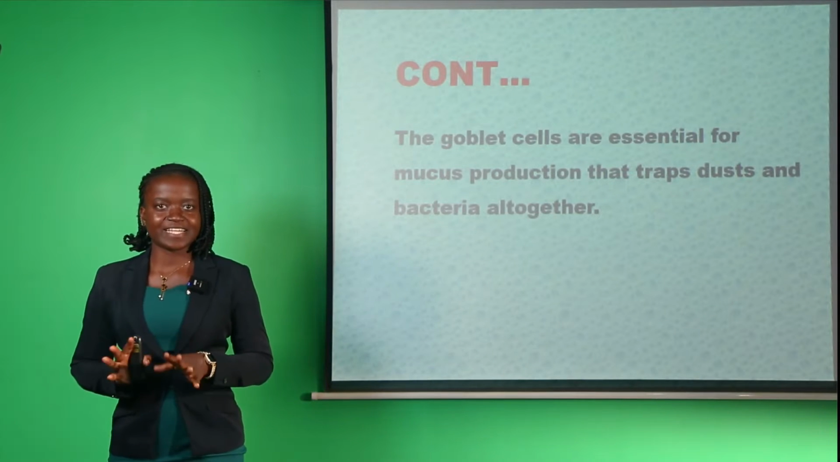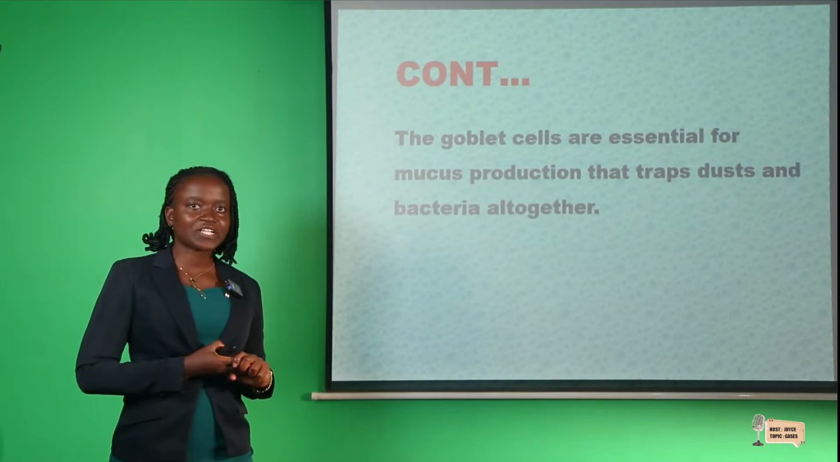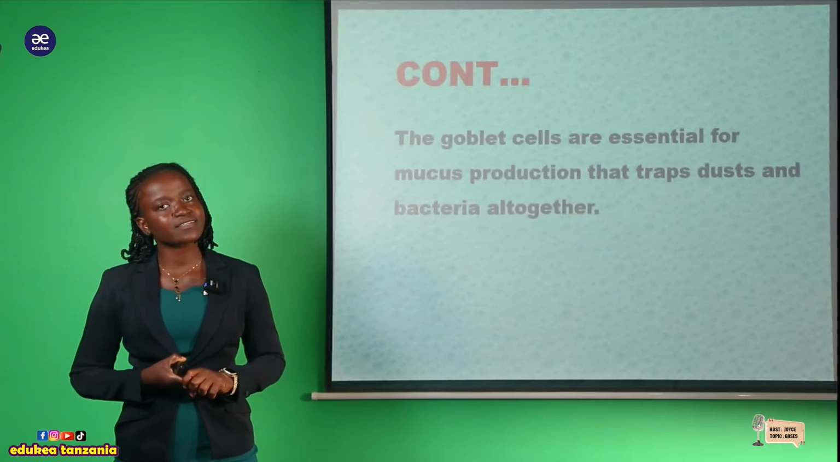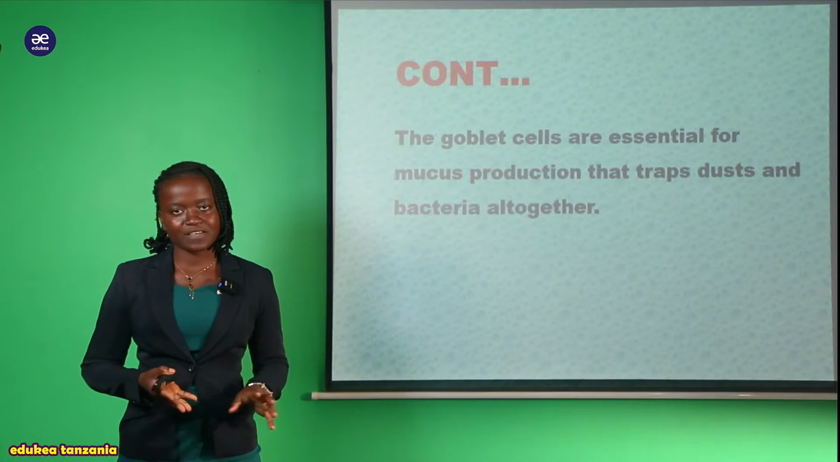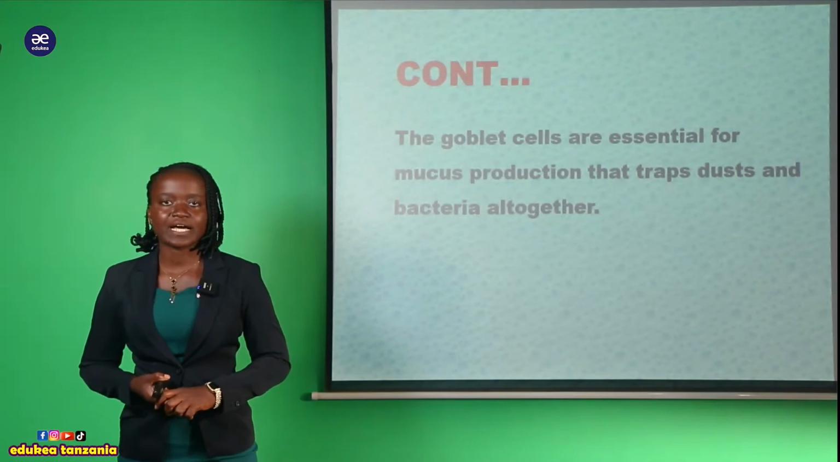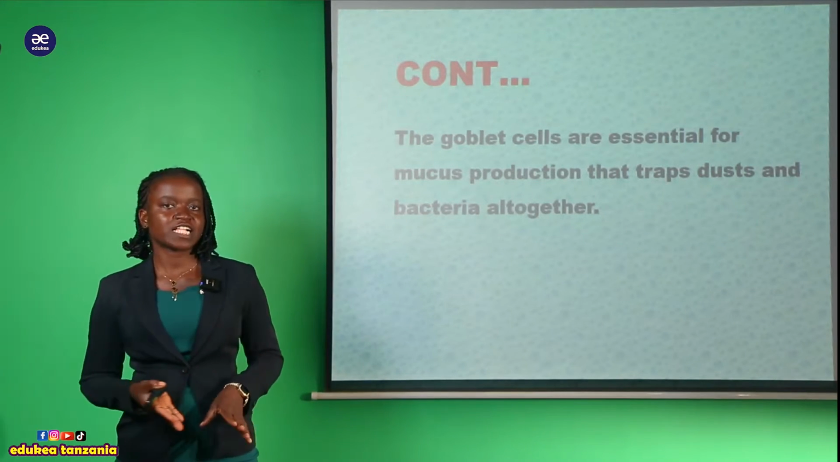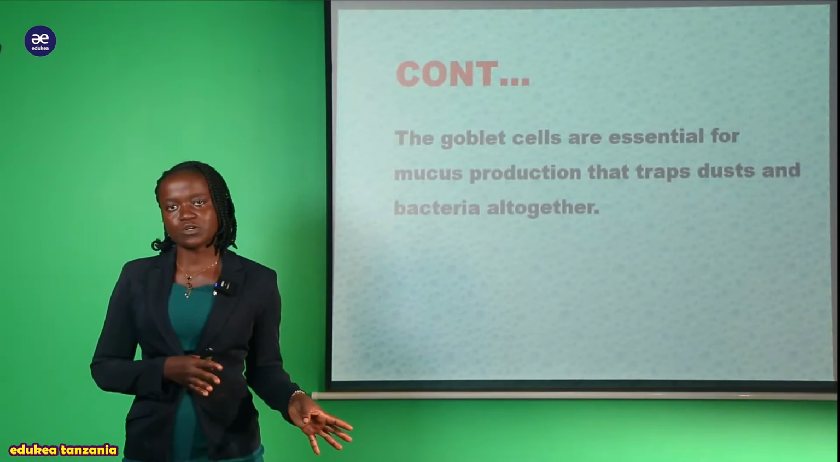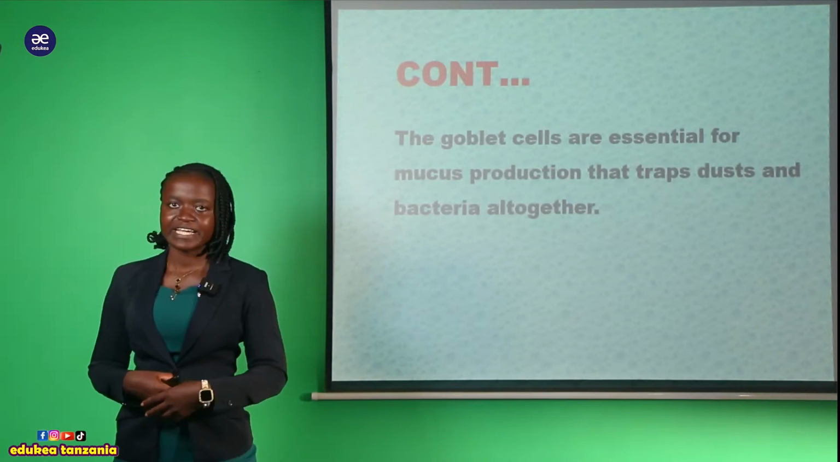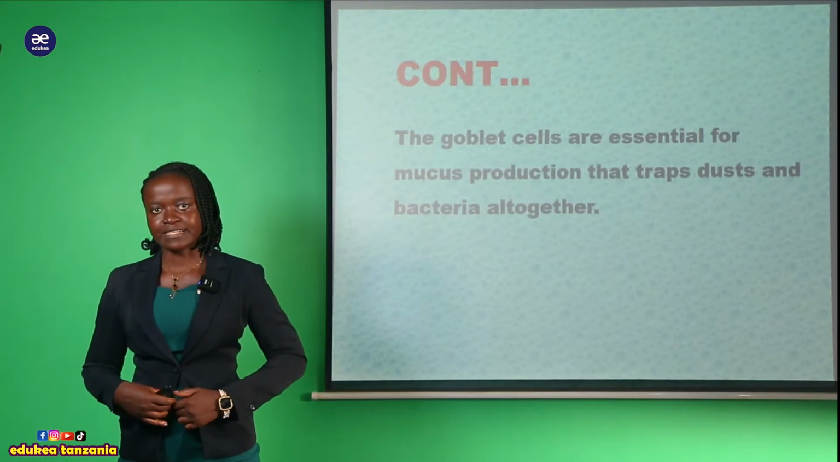Okay, now my student, here we are proceeding looking at the structure of the mammalian lungs. And in the mammalian lungs, we have seen that we have several parts. We have the trachea, the bronchi, the bronchioles, the alveolar duct, and the alveoli. All of those constitute the structure of the mammalian lungs.